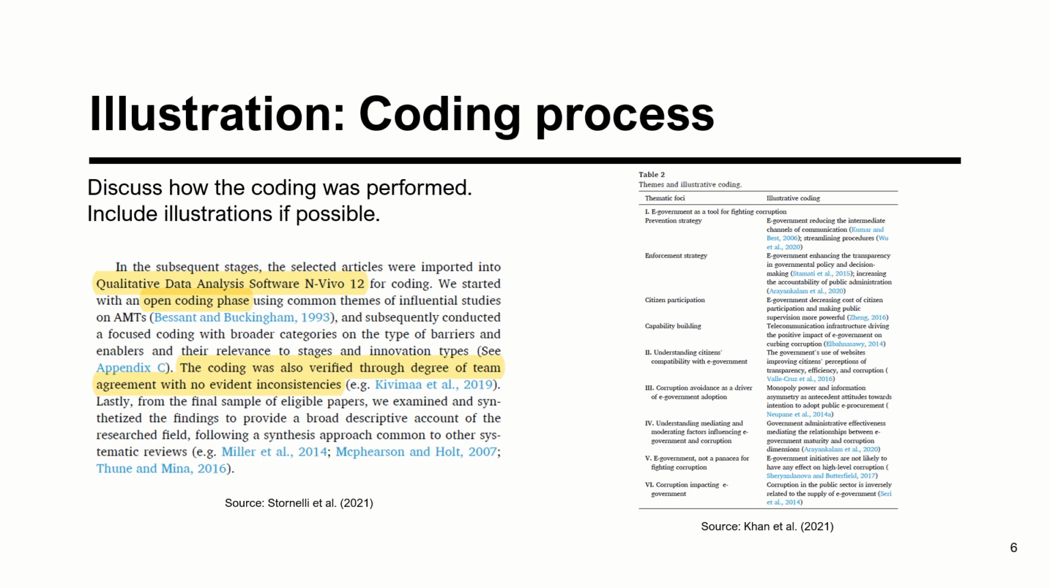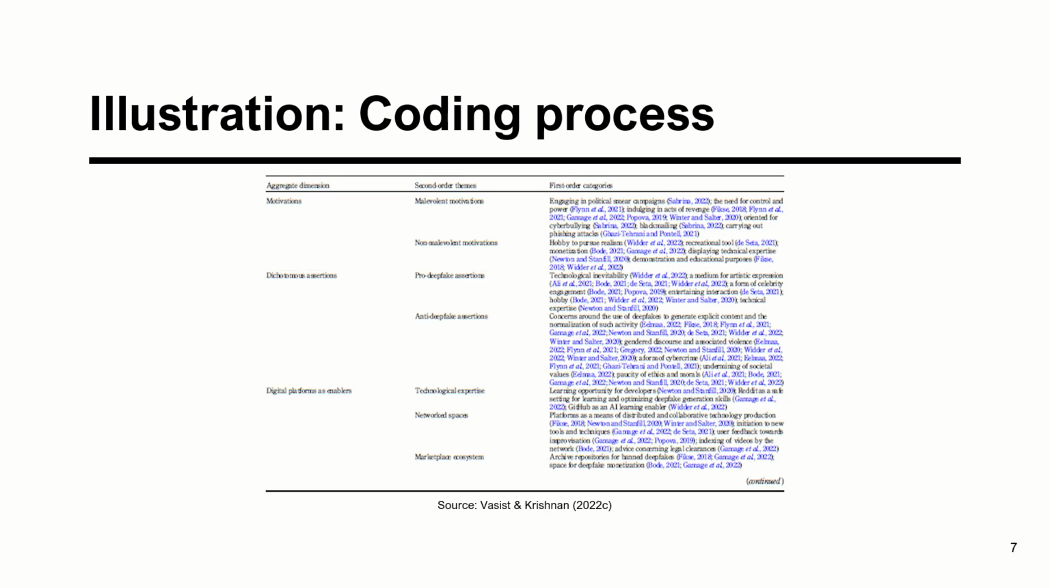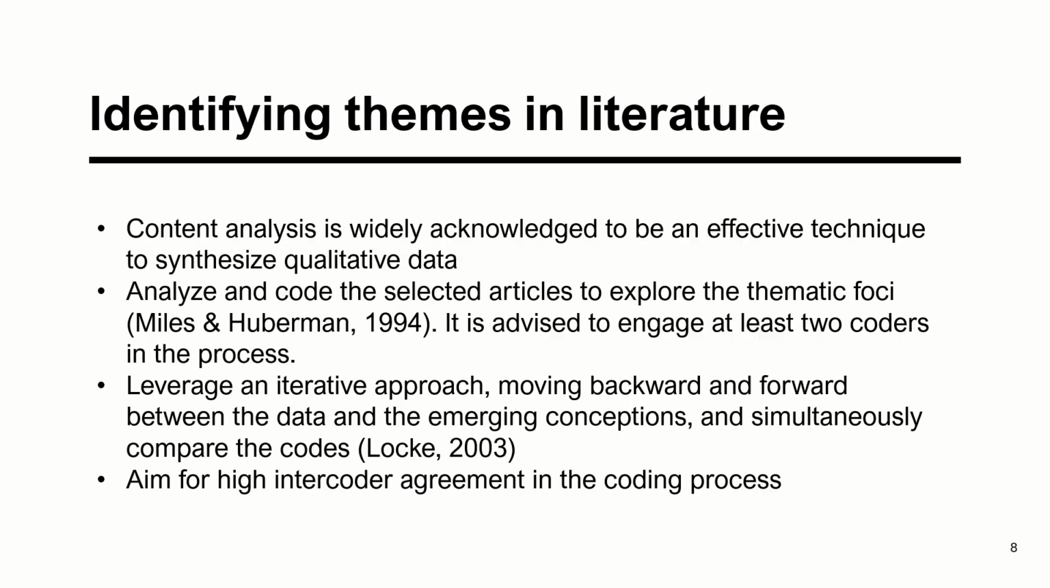Now, on the right is what you find in terms of thematic foci and illustrative coding. It's also important to call out what some of the illustrations from the literature are. So that helps you understand what has been reviewed, what some of the codes were that were generated, and so on. Yet another example where you will see that there has been some coding, and there are some second order themes and aggregate dimensions that have been generated.